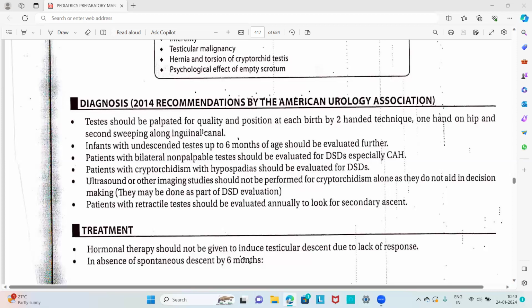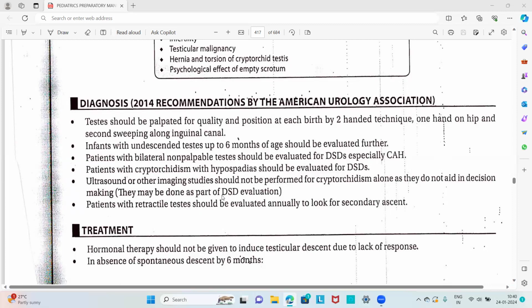The testis should be palpated for quality and position at each birth by a two-handed technique, one hand on the hip and the second sweeping along the inguinal canal. Infants with undescended testis up to 6 months of age should be evaluated further. Patients with bilateral non-palpable testis should be evaluated for DSDs, especially congenital adrenal hyperplasia. Patients with cryptorchidism and hypospadias should be evaluated for DSDs.